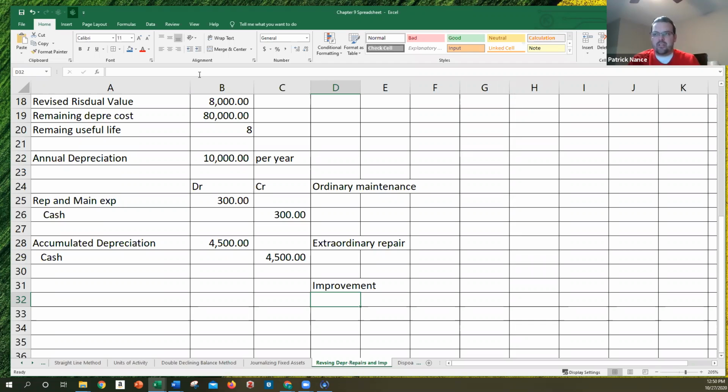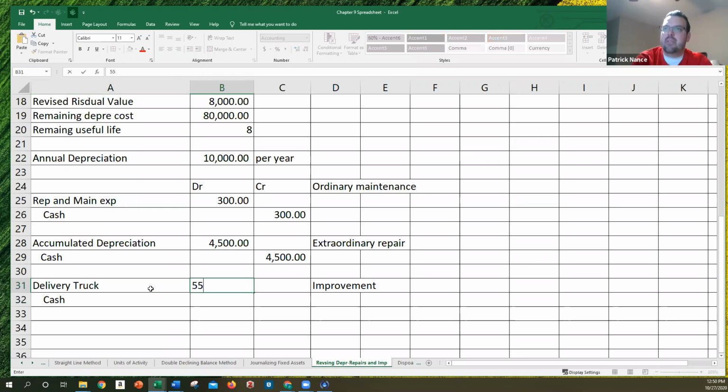So an overall improvement is also handled differently. The delivery truck they use here, they're talking about how they put a hydraulic lift into the truck. So that's a complete improvement. It also adds value to the truck, generally speaking. So in that case, we're going to debit delivery truck, or whatever the asset was, and credit cash for whatever I spent on that hydraulic lift, in this case $5,500. So different: ordinary maintenance versus extraordinary repair versus an improvement. The next video, we're talking about disposal and selling of a fixed asset.